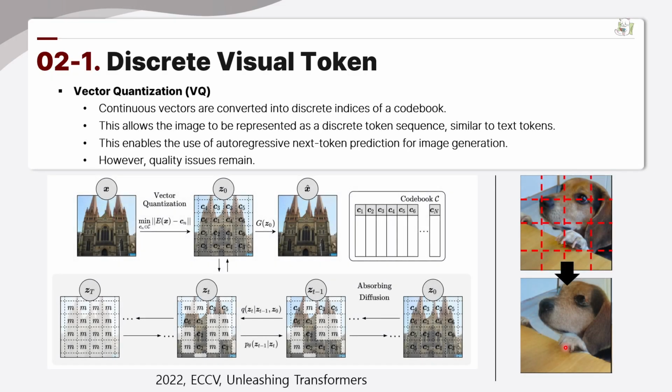To address this problem, vector quantization was introduced. The vectors obtained from patches are replaced with discrete indices from a codebook. As you can see in the left figure, the codebook is trained so that each entry can capture distinctive features of the patches, like this. However, as you might expect, replacing patches with codebook entries can lead to quality issues like the right figure.